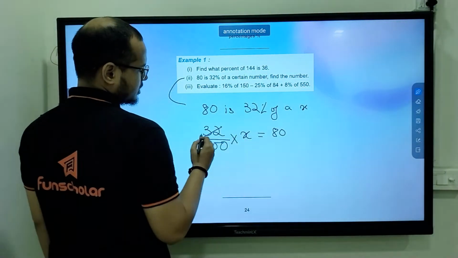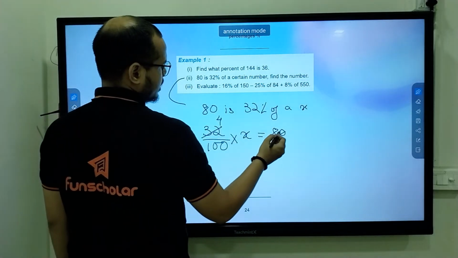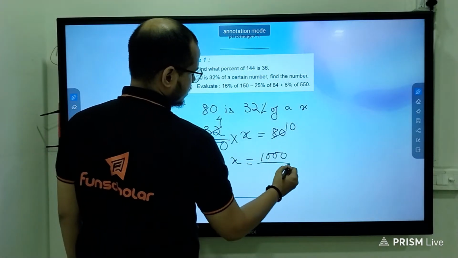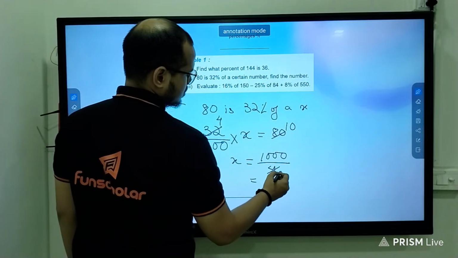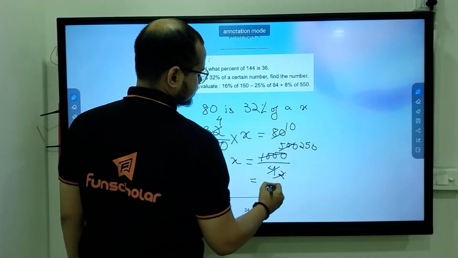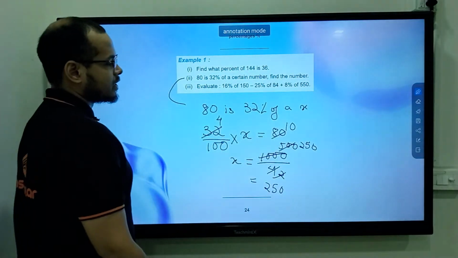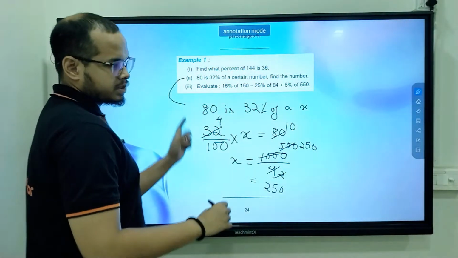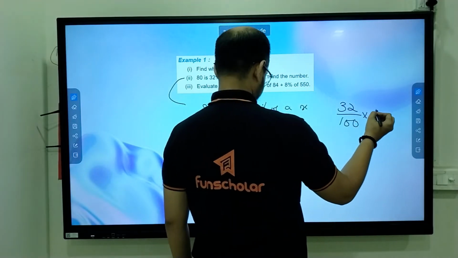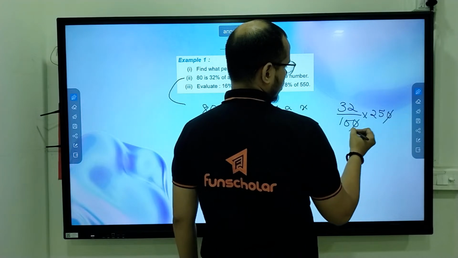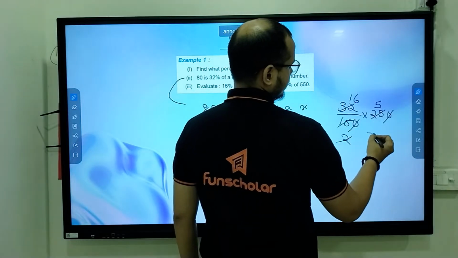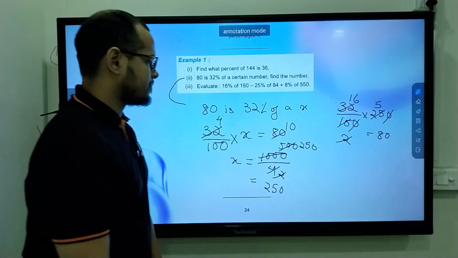From the 8 table directly, 8 4s are 32, 8 10s are 80, so the value of x is 1000 divided by 4, which is 250. Now let's find out whether 32% of 250 is 80 or not. 32 percent of 250, 16 into 5 gives us 80. So our answer is correct.